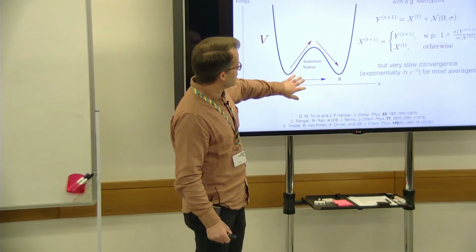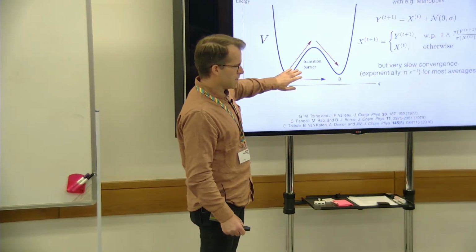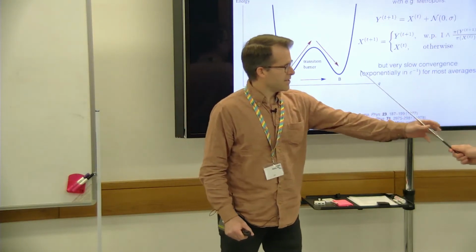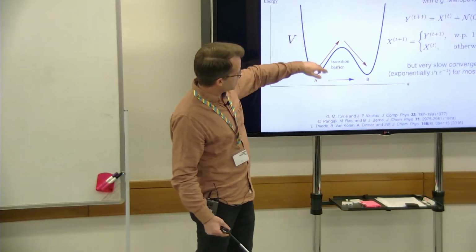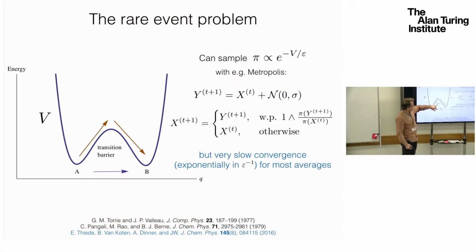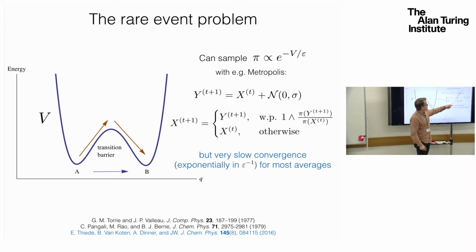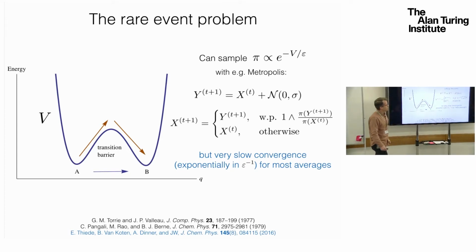Suppose I want to sample. This is what I would call a potential. The corresponding density would be pi, proportional to e to the minus V, okay? Which means it has a high likelihood point at A and a high likelihood point at B. I'm going to divide by this small parameter epsilon, which will be important later.